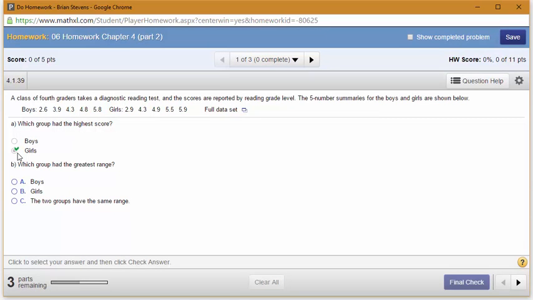Which had the greatest range? We are merely taking max minus min. The max minus the min for girls, the distance between the max and the min, is 3, whereas for guys, the distance is 3.2, so the guys had the greatest range.